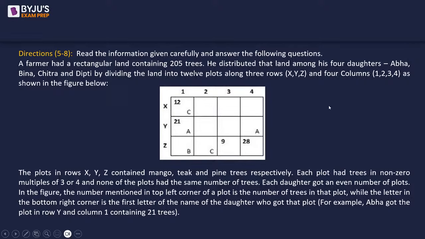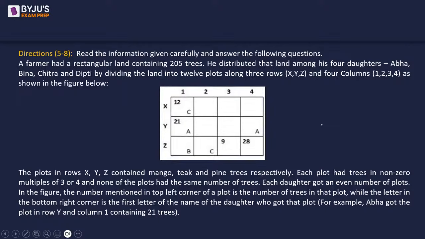Okay, next. Now this is a set that I believe we have done before, or you may have done before. Now this is a set which was considered a very difficult set. Okay, because of huge amount of additional info, a lot of numbers to deal with. Okay, so let's start. A farmer had a rectangular land containing 205 trees.